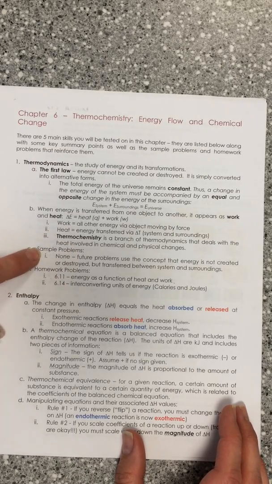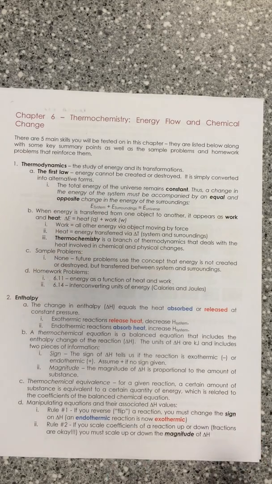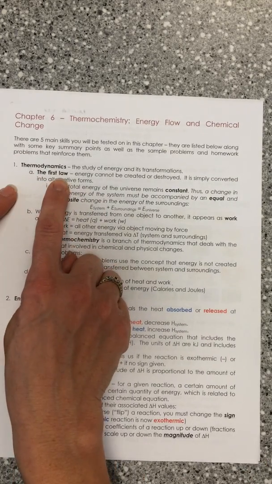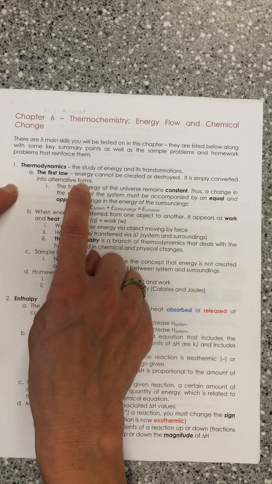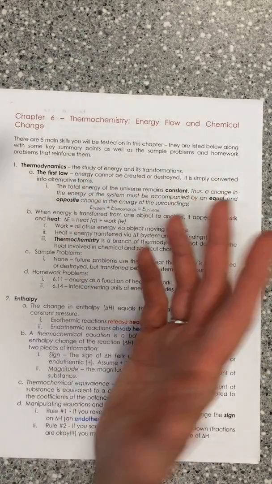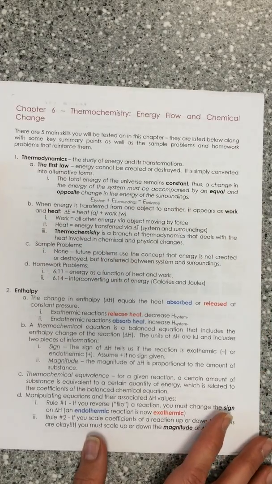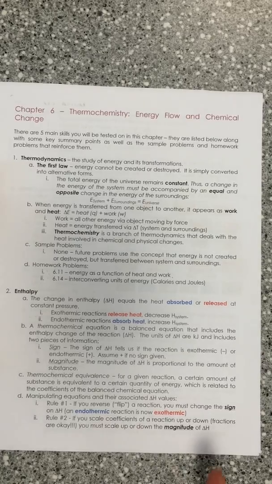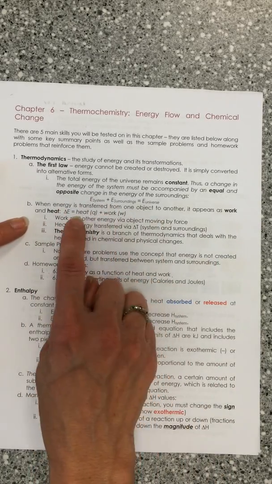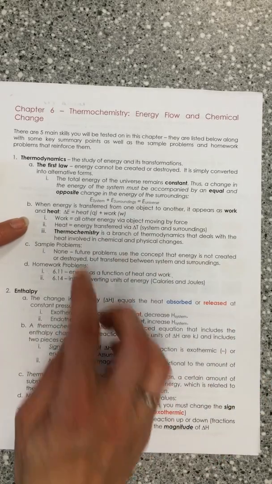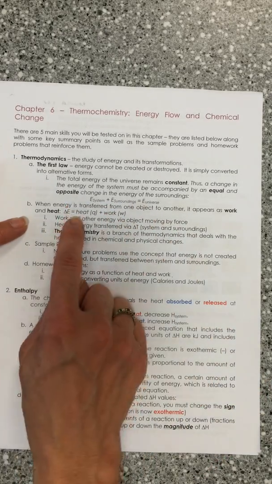No sample problems that we'll work on for this, but conceptually we want to think about the first law of thermodynamics, which states that energy cannot be created or destroyed. It's simply converted into alternative forms, or said another way, transferred between system and surroundings. We're going to see examples of this with both physical changes and chemical changes. This energy can be thought of as heat and work. Although a few homework problems deal with that, we don't have a sample problem on it.